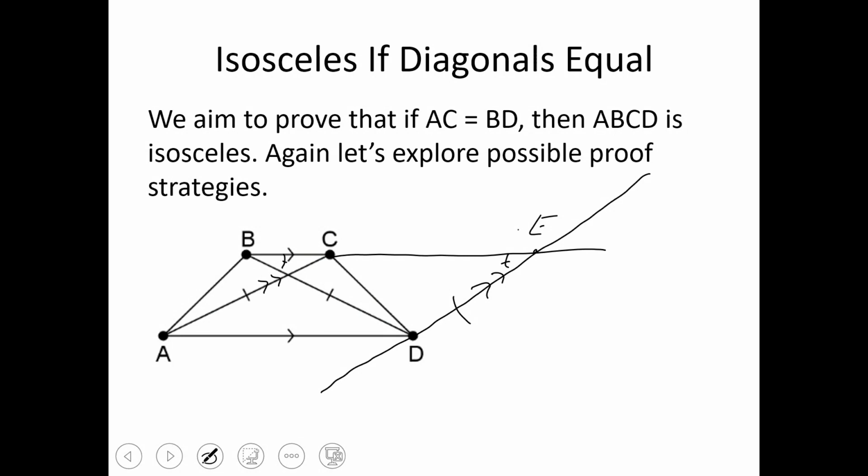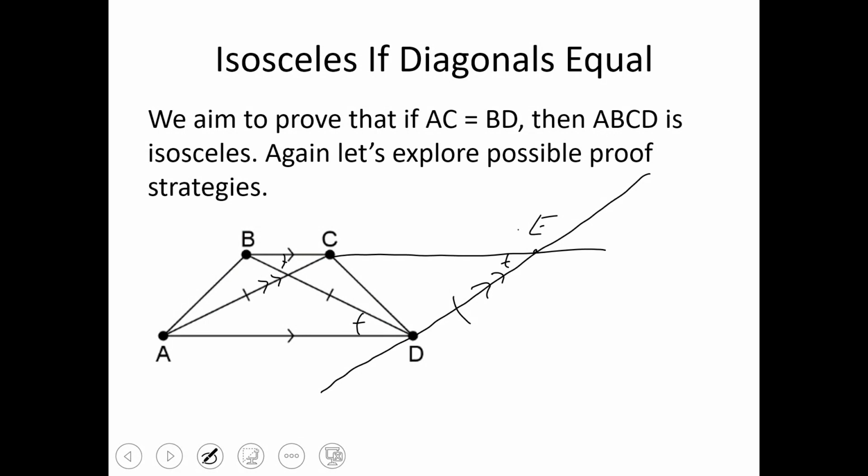But now, let's consider a pair of alternate interior angles, where BD will be our transversal. So it's lines BE and AD with transversal BD. Angles DBE and BDA are alternate interior, so they must be equal to one another. So we now have a third angle in this set of equal angles.